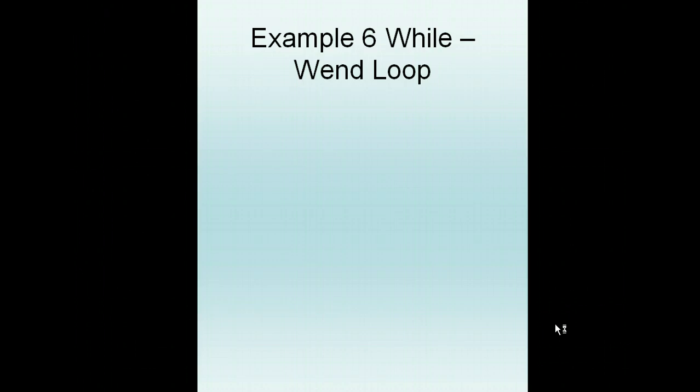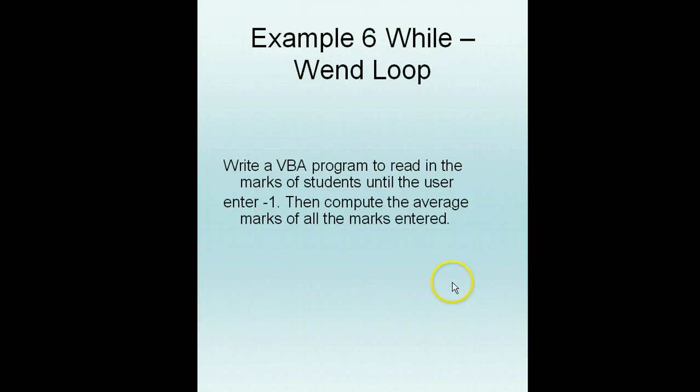So the commonly used loops in programming are the for loop and the while loop. We'll be going through the while loop now. Suppose in this example you have to write a VBA program to read in the marks of students until the user enters -1, then compute the average marks of all the marks entered. In this case, it will be more useful to use the while loop since we do not know how many students' marks we have to enter.